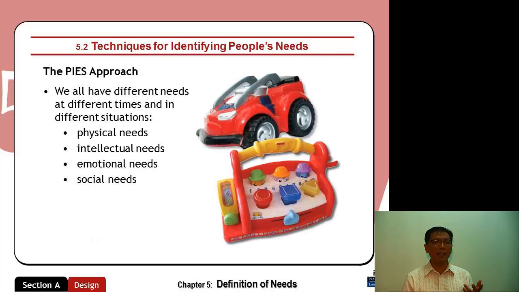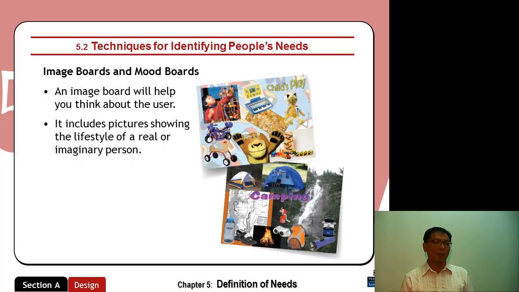We can make use of PIEs, the PIE approach, which means physical needs, intellectual needs, emotional needs, and social needs. Now, we need not always have PIEs because sometimes the PIE approach may not exactly fit the problem that you want. Okay, so you must think about it. Okay, we're going to make use of mood boards and image boards.